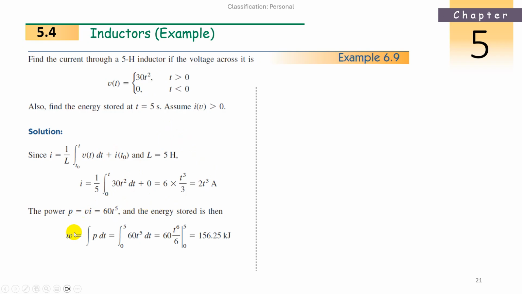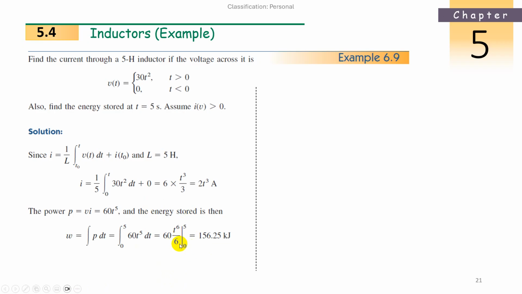Once we know the power, we just integrate the power from 0 to 5 seconds. Integrating this power from 0 to 5 seconds, you will get the exact energy stored in the inductor. So 60 t power 5 dt. Any power integration is that power plus 1 divided by power plus 1. So t power 5 will become t power 6 divided by 6. So 60 t power 6 divided by 6 from 0 to 5.